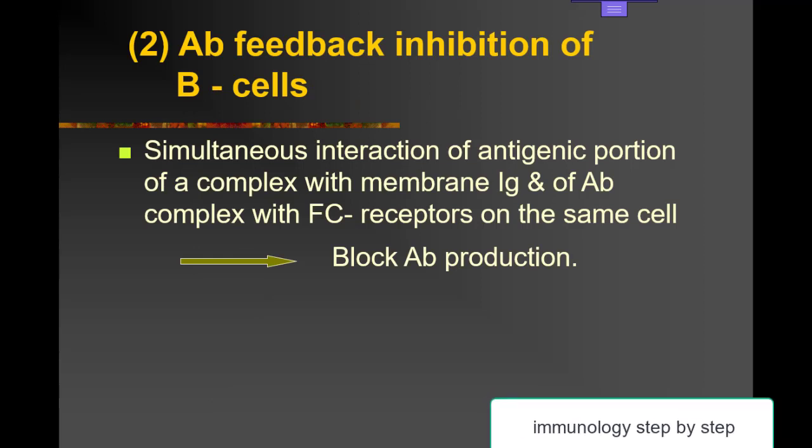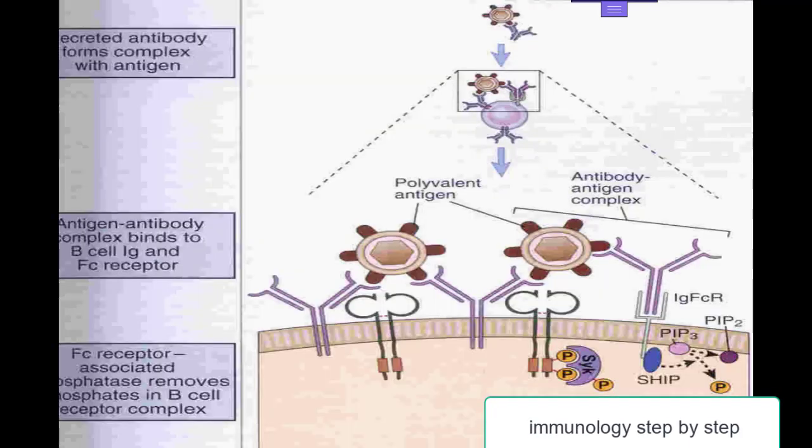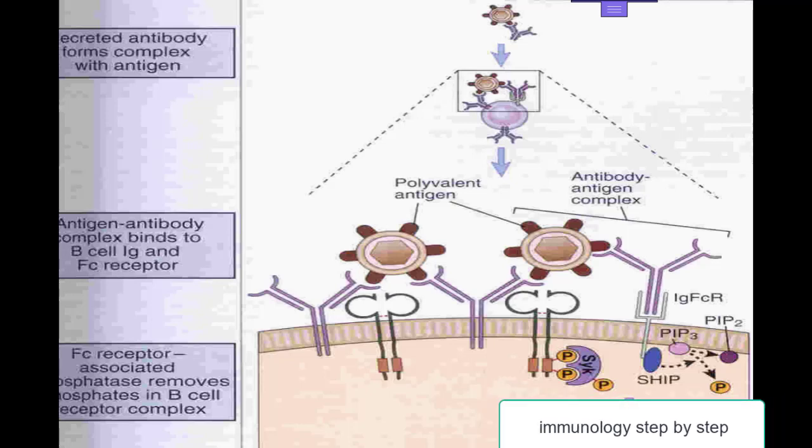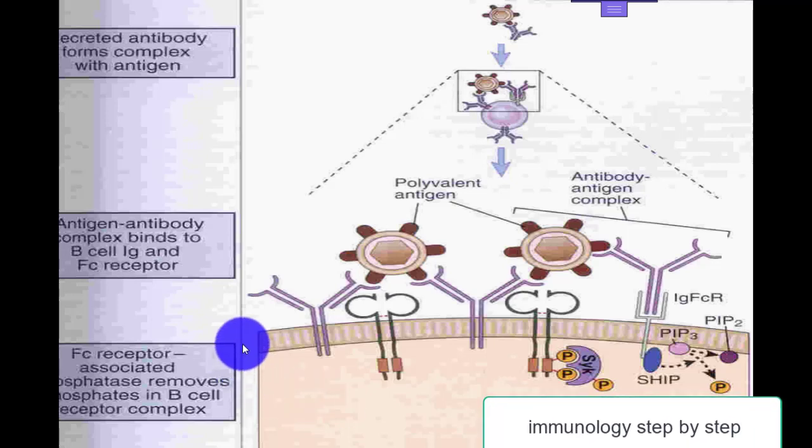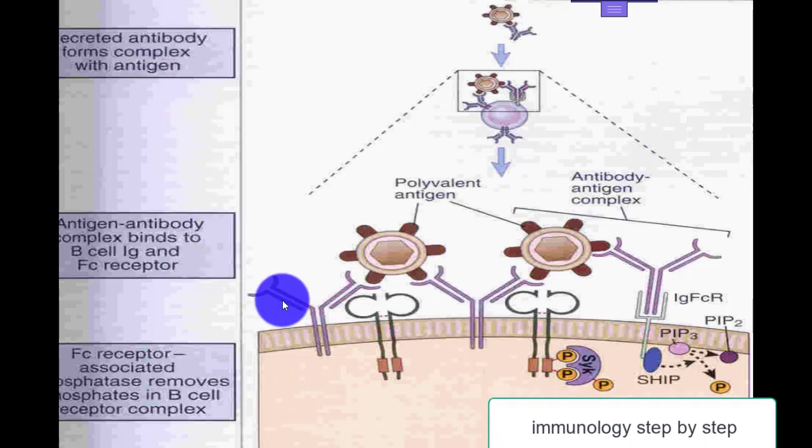Antibody feedback inhibition of B cells: simultaneous interaction of the antigenic portion of the complex with membrane antigen, or the antibody complex with the Fc receptor on the same cell, blocks antibody production, a block in B cell receptor signaling. In this process, the antigen antibody complex binds to the B cell Ig and Fc receptor, associated phosphatases remove the phosphate in the B cell receptor complex.